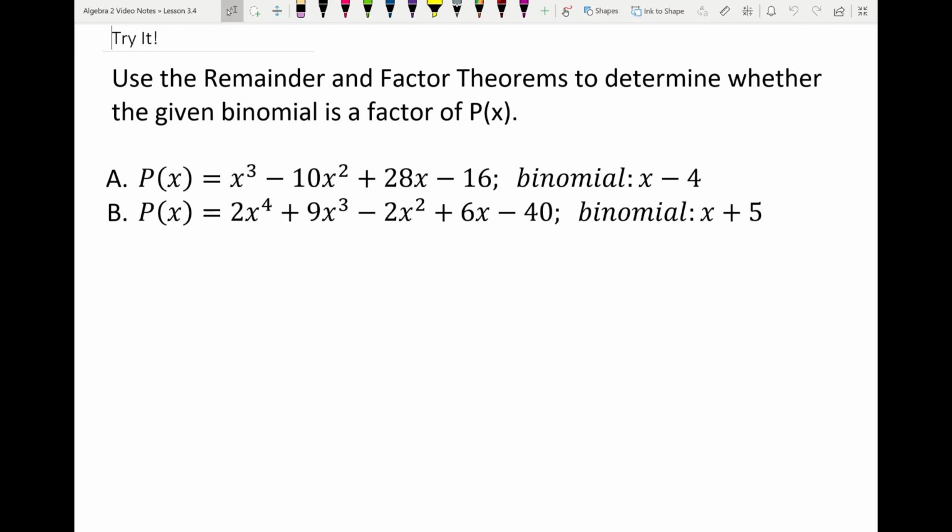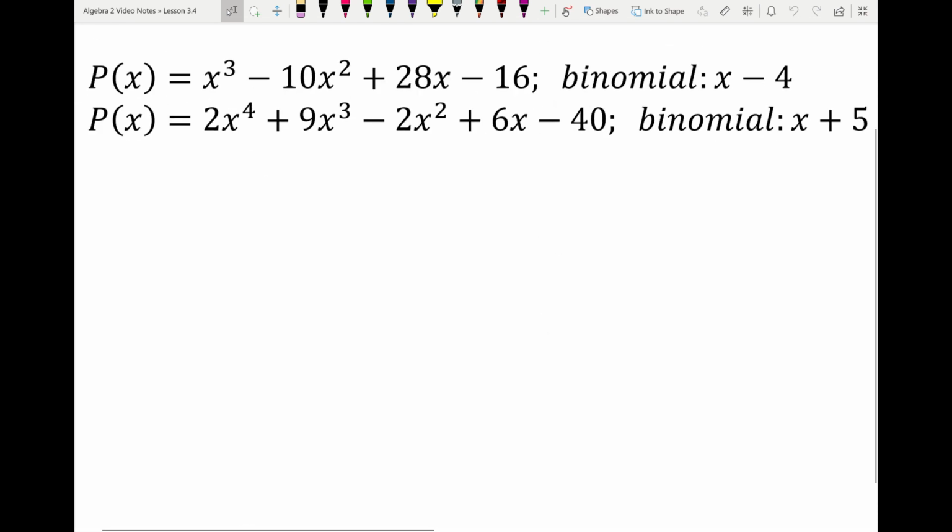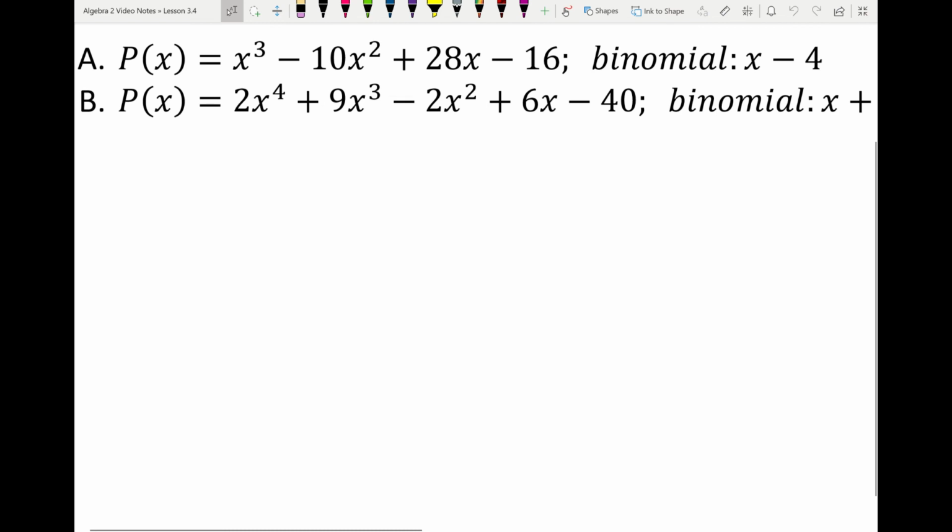All right, so let's go ahead and use the theorems. So we just want to see, is x minus 4 a factor of that polynomial? So we can do division.